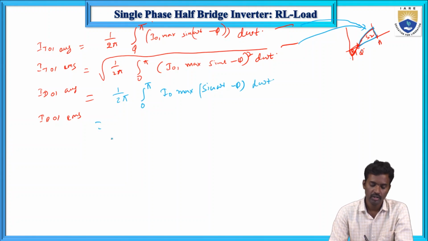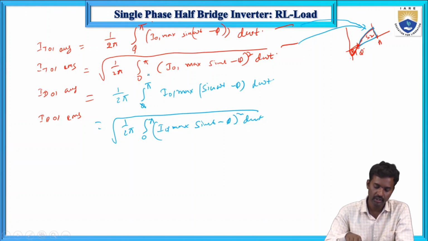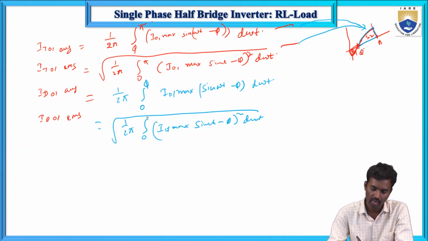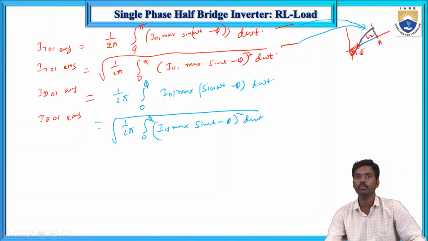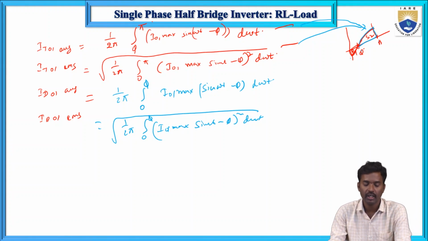So now here ID RMS equals under root 1 by 2 pi, 0 to phi I01 maximum sine omega t minus phi whole square into d omega t. Note this is 0 to phi, not pi. This is phi, and here is also 0 to phi. These limits are most important. From 0 to phi, diode will conduct. From phi to pi, thyristor will conduct.